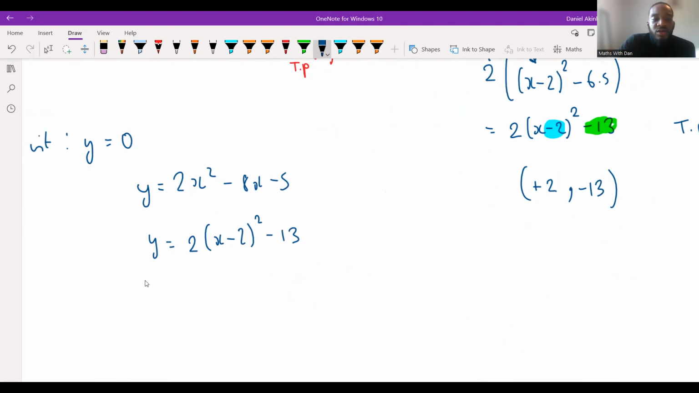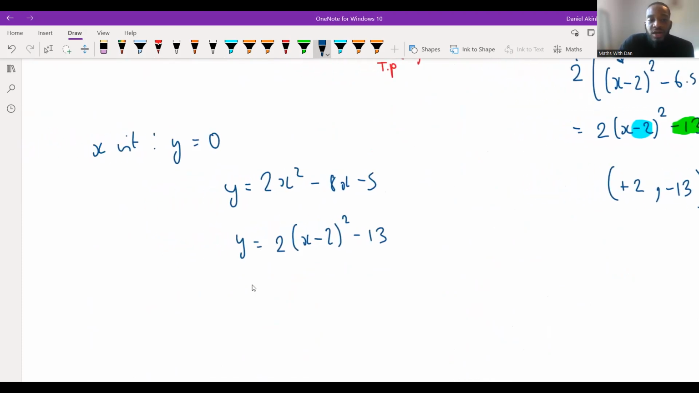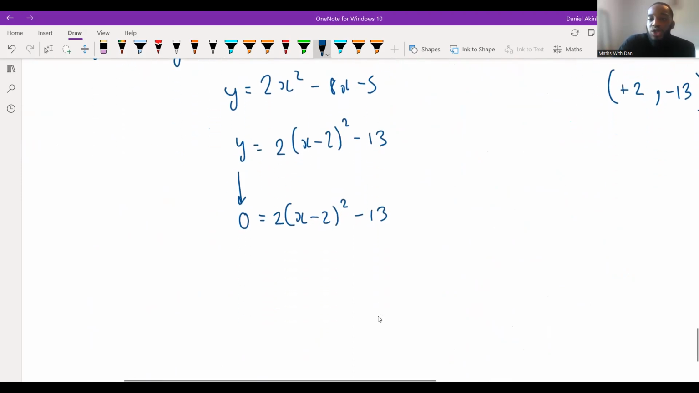Because if I make this equal to 0 now, because that's what we need to do to find the x-intercept, we make y 0. If I replace this one with 0, it becomes 0 is equal to 2 lots of x minus 2 all squared, and then minus 13. And then now you're just going to move things around to get x. So if I move the minus 13 over to the left, I'll get 13 is equal to 2 lots of x minus 2 all squared.